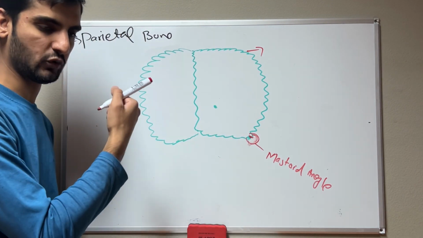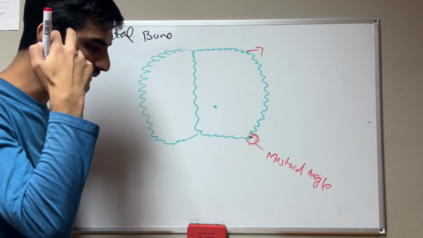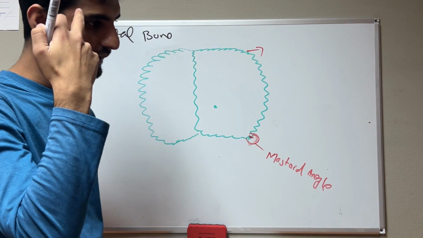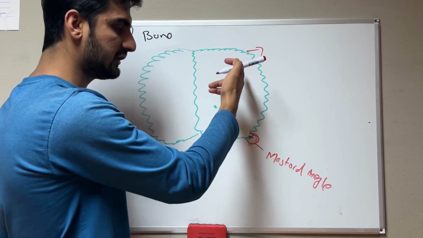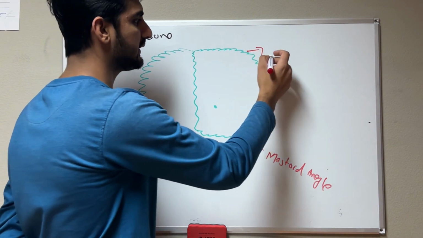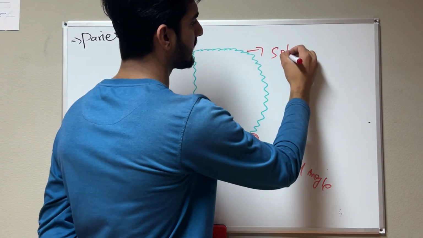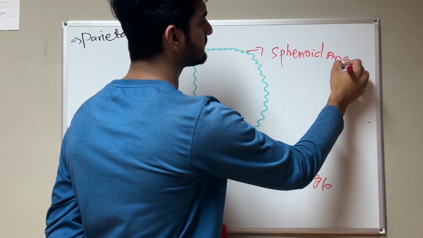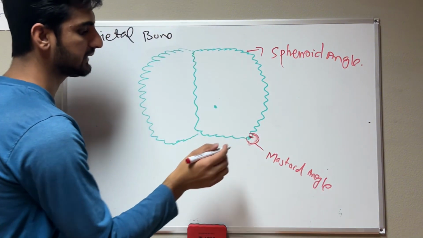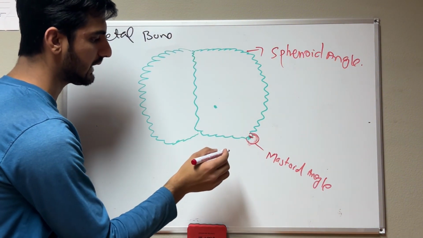Here the connection is with which bone? There is the sphenoid bone. Here we have the sphenoid bone, the temporal surface of the greater wing. There is a connection with the sphenoid bone, and that is called the sphenoid angle. Sphenoid angle, angulus sphenoidalis. Okay, now we have discussed two angles.